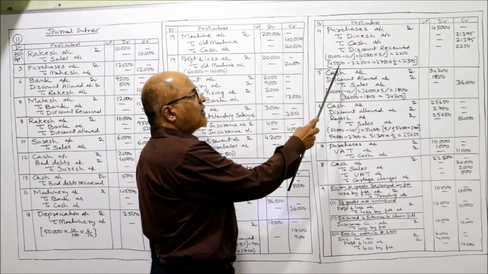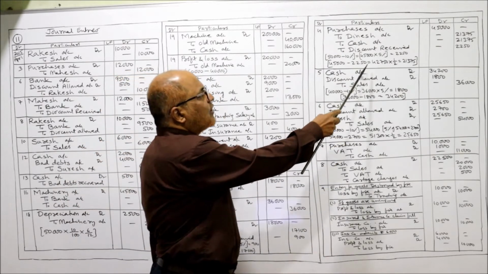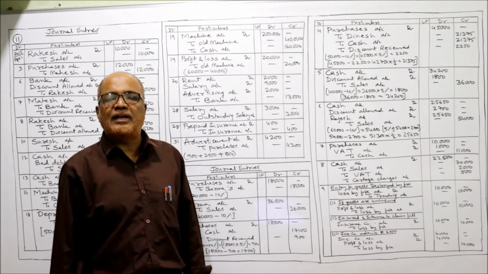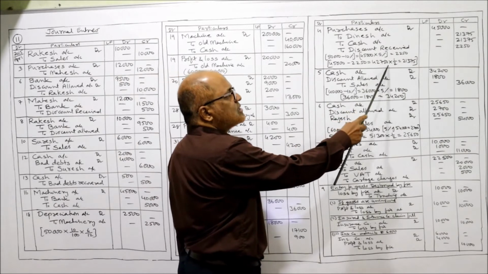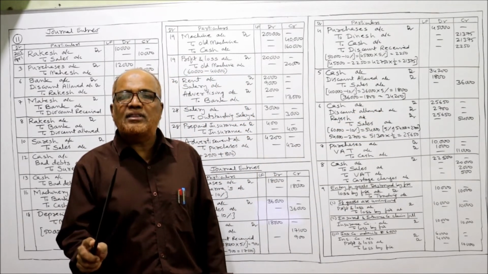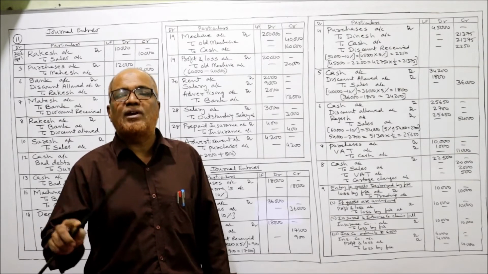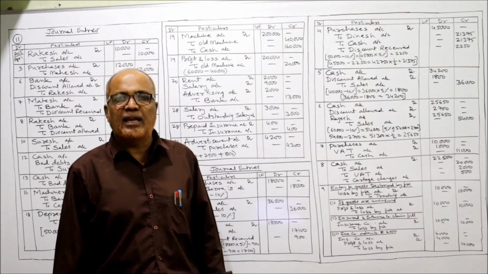Now deduct 45,000 minus 2,250. Now we have to pay 42,750. We have to pay 42,750, but we are paying half the amount. Half of 42,750 comes to 21,375. Only 21,375 we are paying. The remaining 21,375 we will pay afterwards. It's a credit purchase, so we'll write the name.